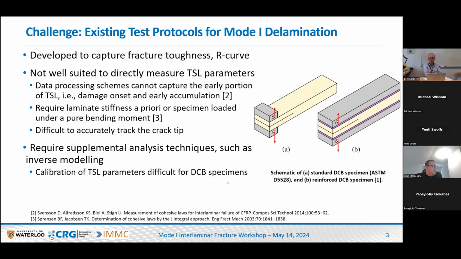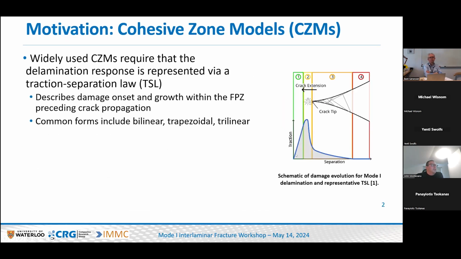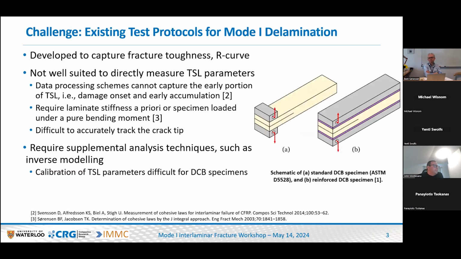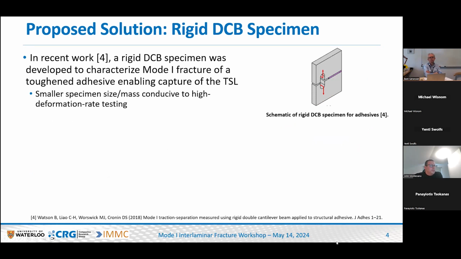As we know, for certain material systems, for DCB specimens, this can be quite challenging to calibrate, say, the initial stiffness, peak traction, and some of the other inflection points in the traction separation law. So our proposed solution is a rigid double cantilever beam specimen. We take inspiration from previous work that was done on calibrating the mode one fracture of a toughened adhesive. The specimen is shown here, where we effectively have these two metallic or rigid adherends where the adhesive was bonded to.